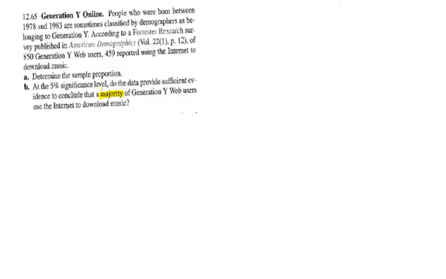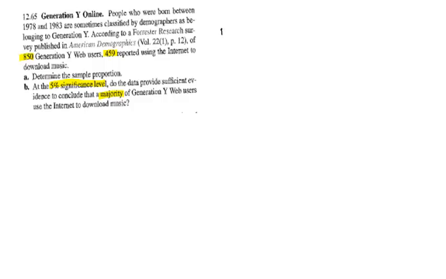And the other important information we need from this problem is 459 was the amount that reported using the internet to download music. Our n was 850, and we're using a 5% significance level. That's going to be important to us. And then the one thing that's not directly said in the problem, but because of the way they worded it, I guess it's understood, is provide sufficient evidence to conclude that a majority. So we're going to use pi, or our population proportion, is 0.5.